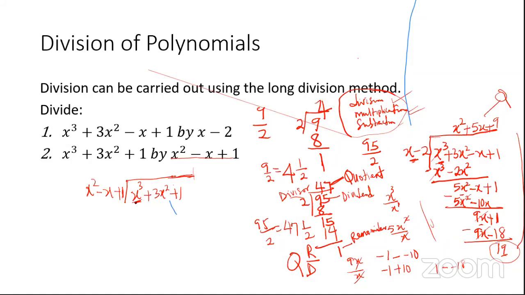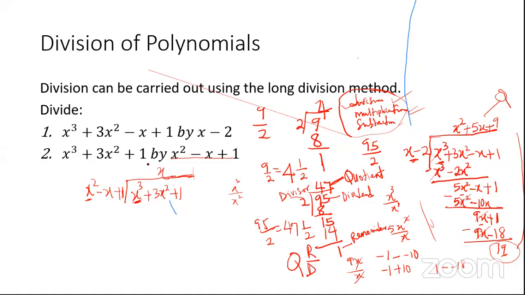Now, if we need to divide here, what's the highest term here? X raised to power 3. The highest here is what? X raised to power 2. So x raised to power 3 divided by x raised to power 2. According to the law of indices, it becomes 3 minus 2, that is x raised to power 1, so just x. Now we have done the division.